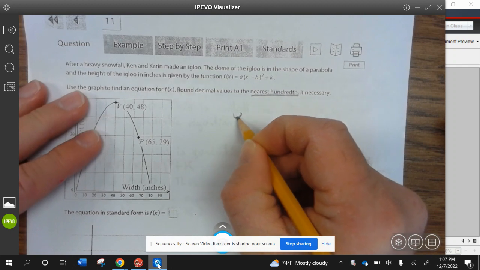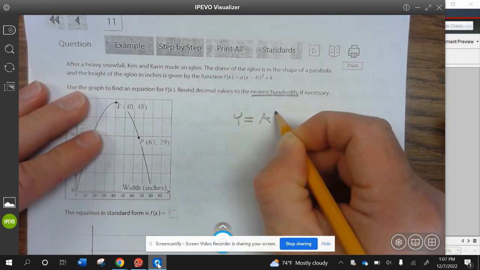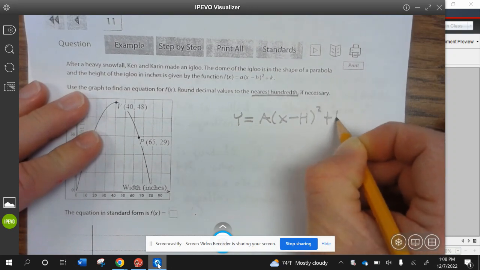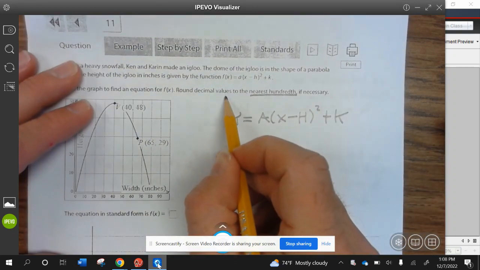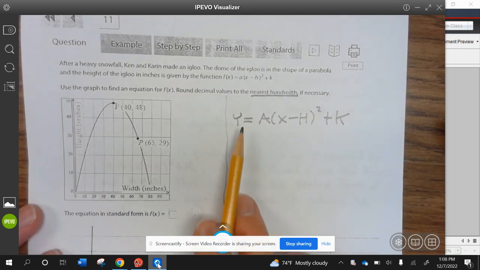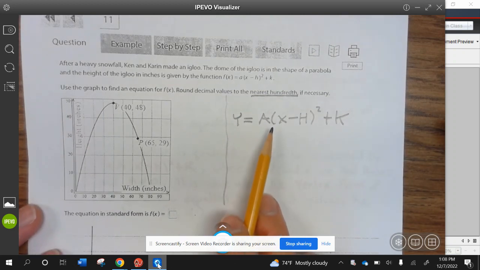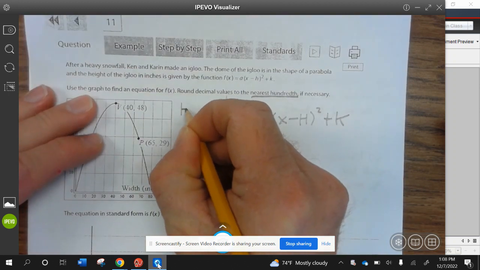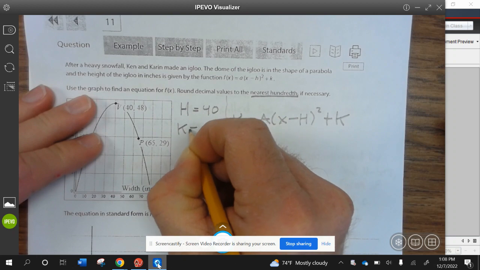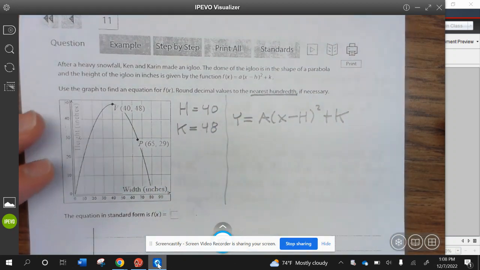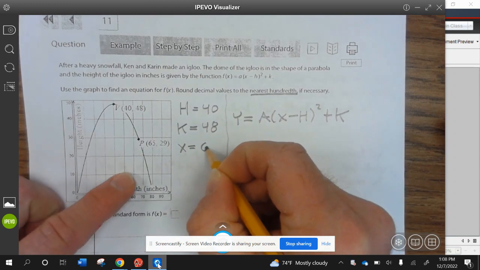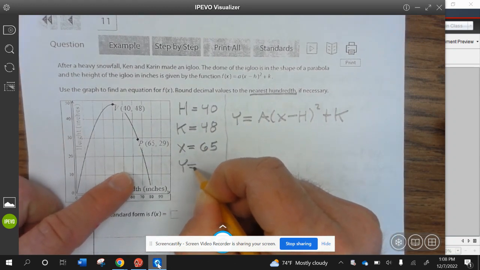So we're using the form y equals a parentheses x minus h squared plus k. So we need to find out what x and y are and h and k. Let's start with h. So h is the vertex. So h is 40, k is 48. X, we're going to use this point, so x is 65, and y is 29.